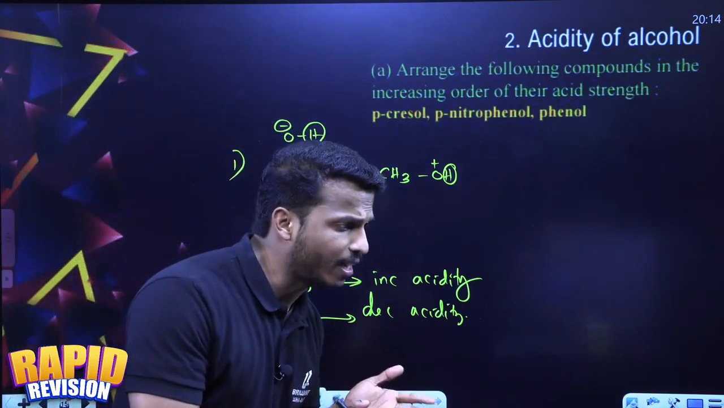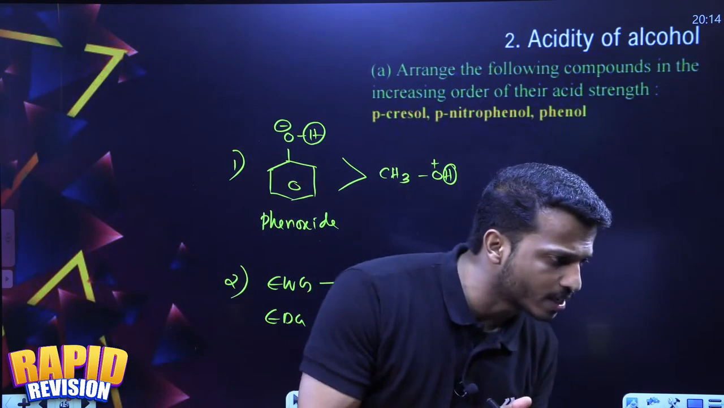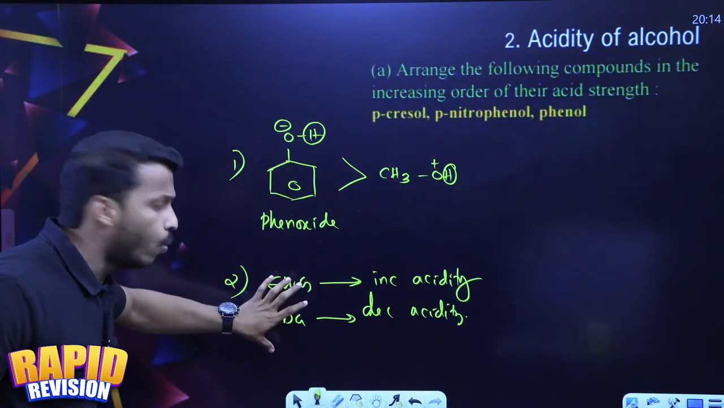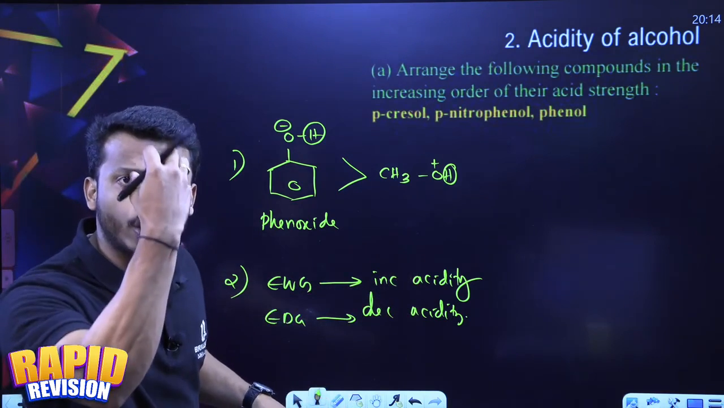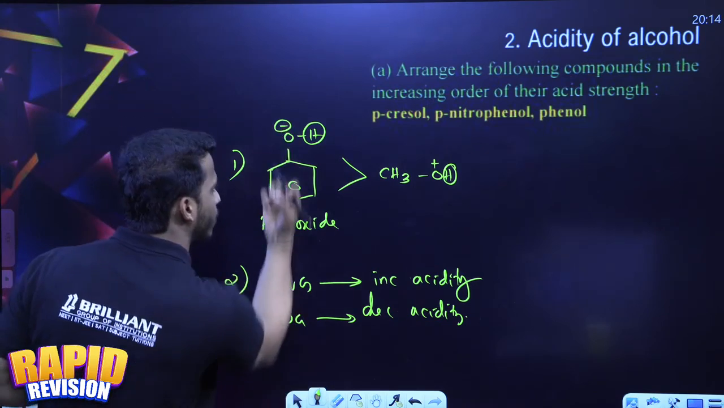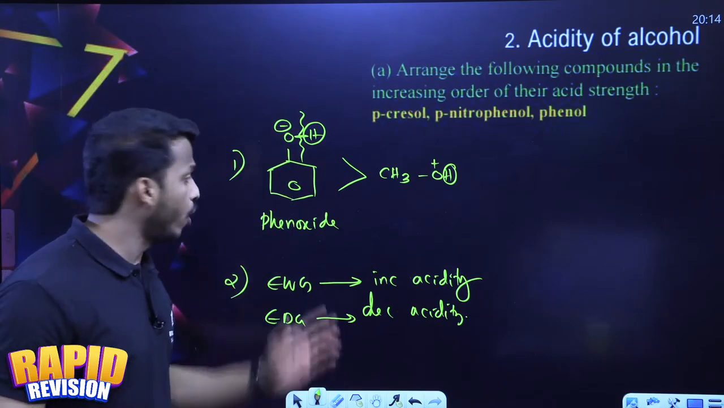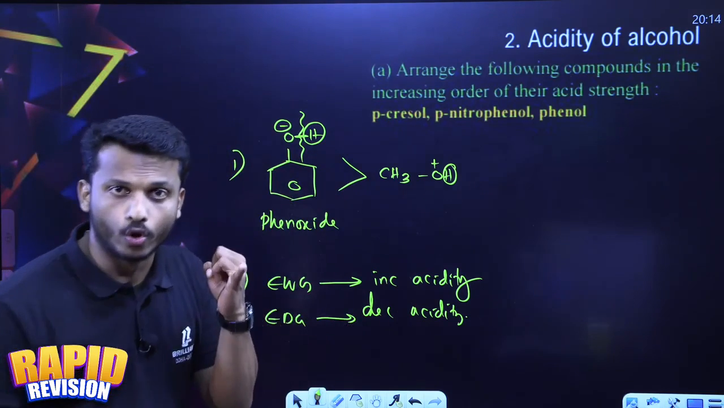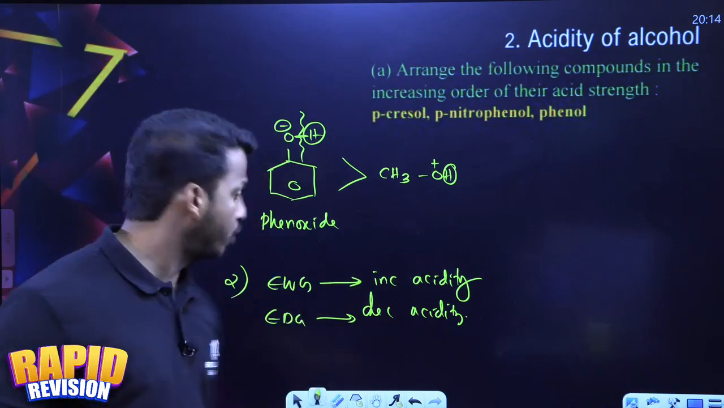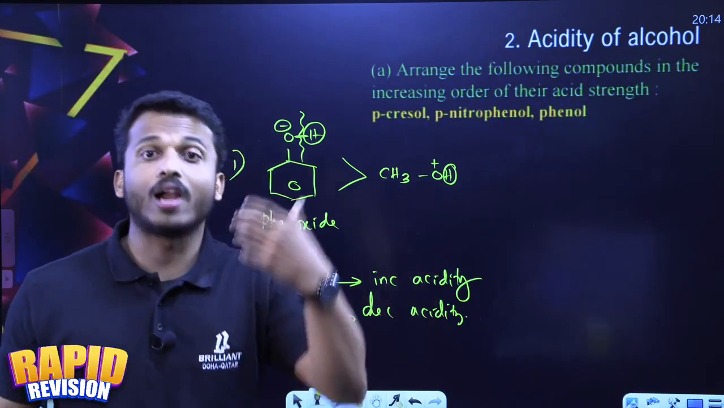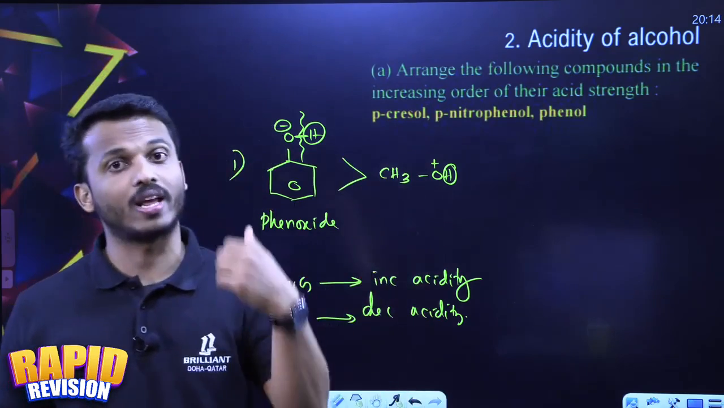Hope you know which are donating and withdrawing groups. Phenoxide ion is resonance stabilized. Yes, correct. Dear all, why does an electron withdrawing group increase acidity? If there is an electron withdrawing group in the ring, it will take electron density from the ring and the OH bond gets weaker. You can easily remove the hydrogen faster. You know which are electron withdrawing groups, right? Nitro group, acid group, cyanide, aldehyde, ketone. These are mostly withdrawing groups. Which are donating groups? Alkyl group, alkoxy, methoxy, ethoxy, alcohol, amine, these are all electron donating groups.